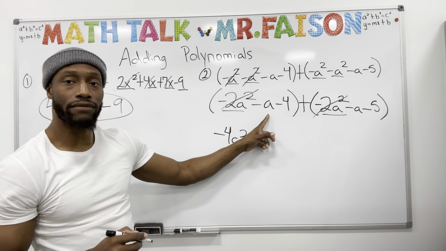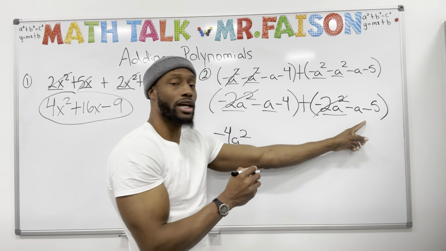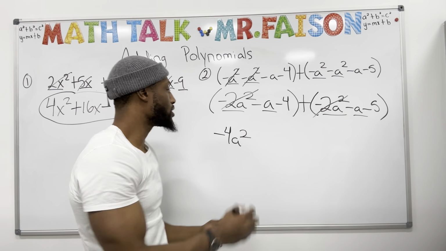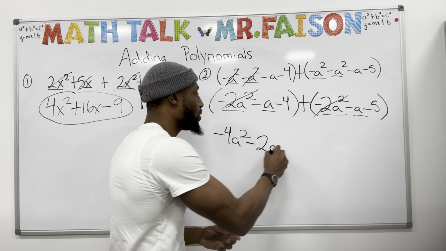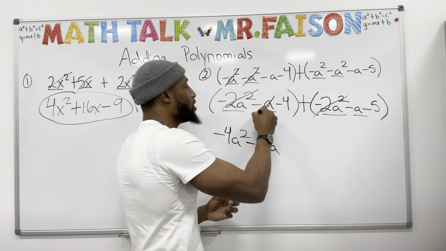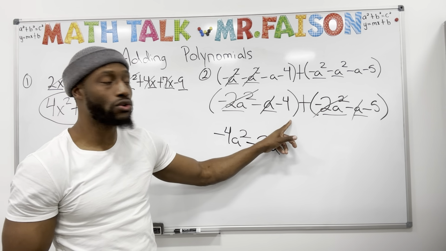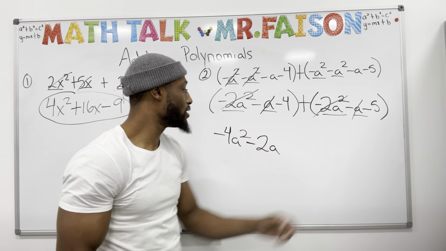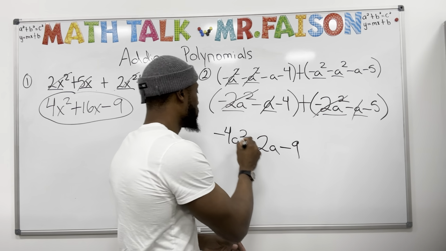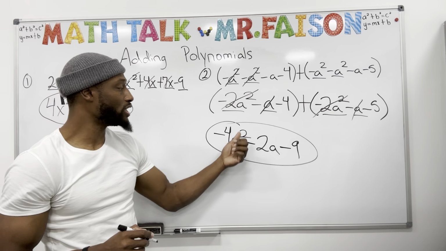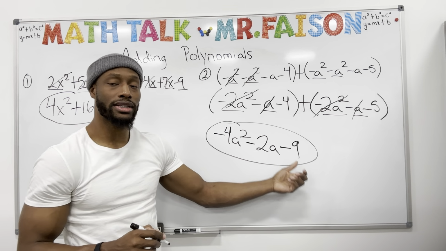Now I'm looking, I have an a here. I got another a here. Negative a plus negative a is gonna give me negative 2a. I can mark these out, I don't need them anymore. The last thing left is negative 4 plus negative 5. That's gonna give me a negative 9. My answer is negative 4a squared minus 2a minus 9.